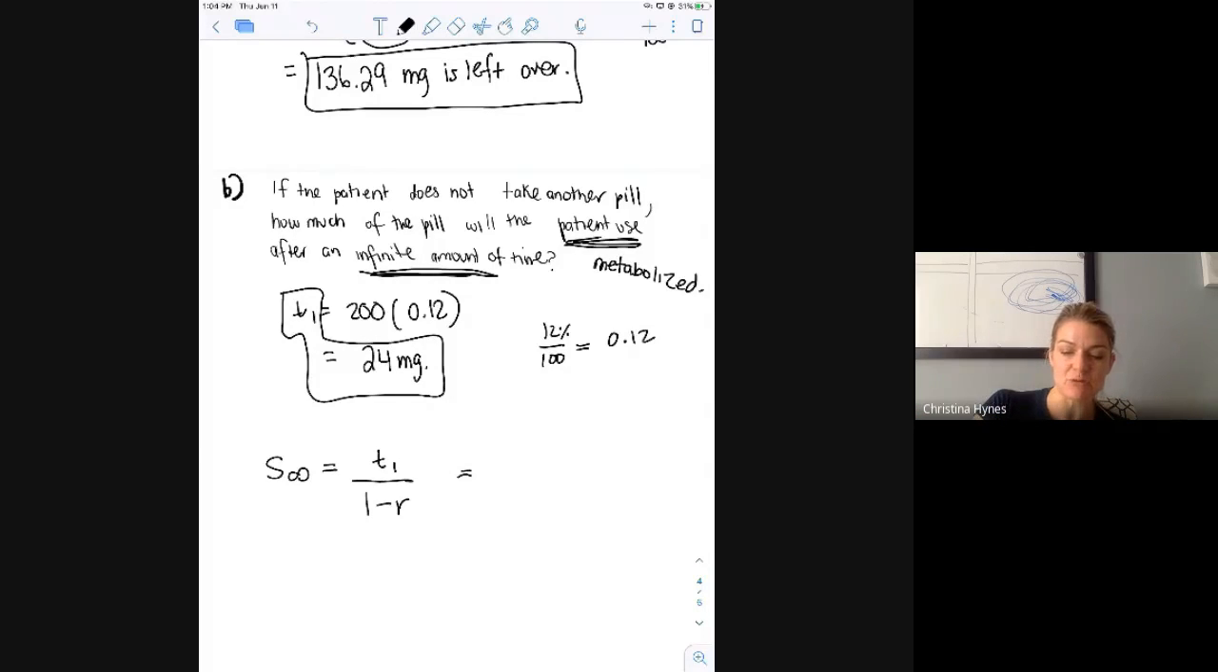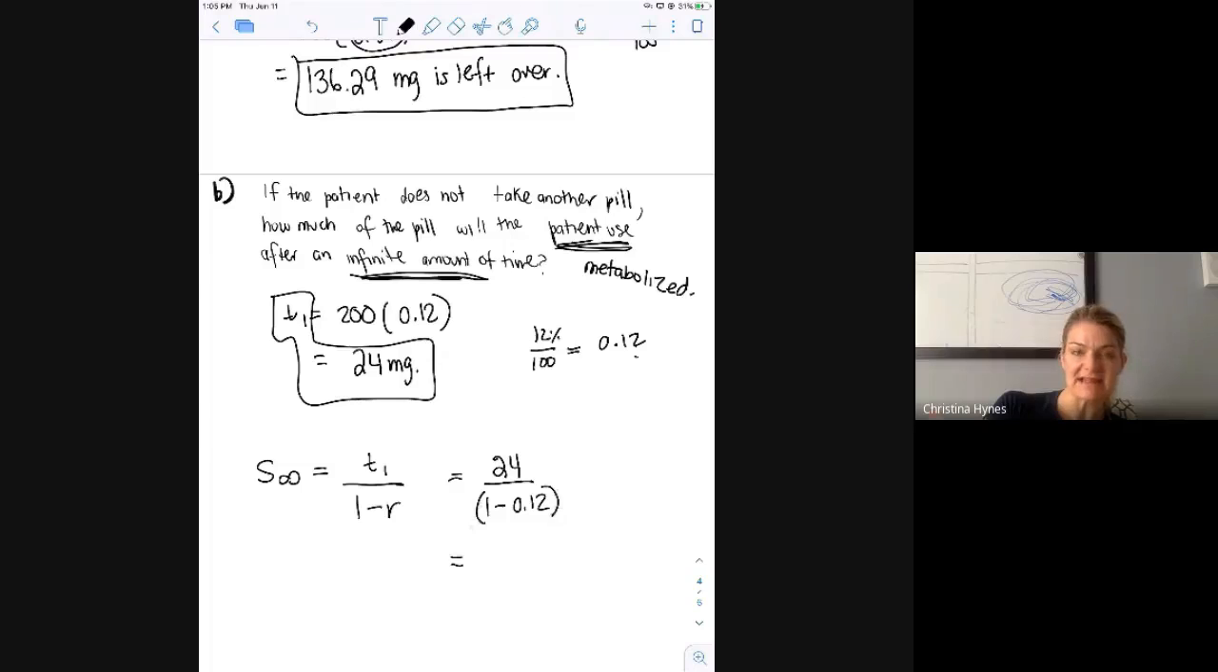We just had to figure out what term 1 was, and then we had to use the right number for R. So term 1 represents how much was metabolized after the first hour. We have 24 milligrams divided by 1 minus, how much is the body metabolizing over time? We know that that's 0.12 from what we found right there. Now you just have to put this into your calculator, but if you're doing it in one step, put brackets around your denominator. So 24 divided by 1 minus 0.12.